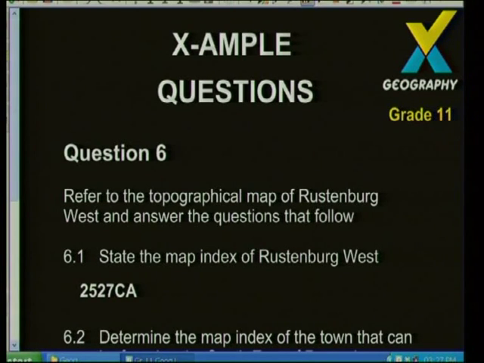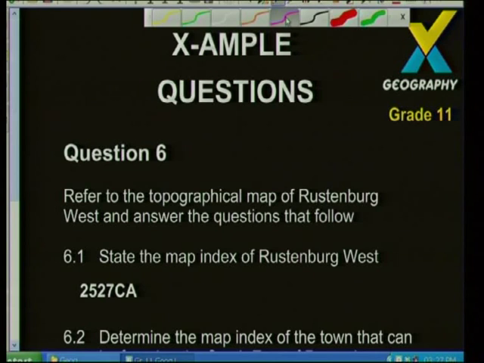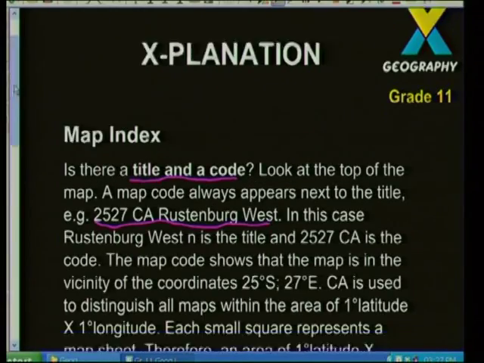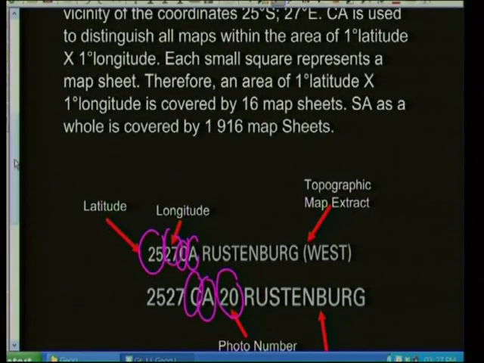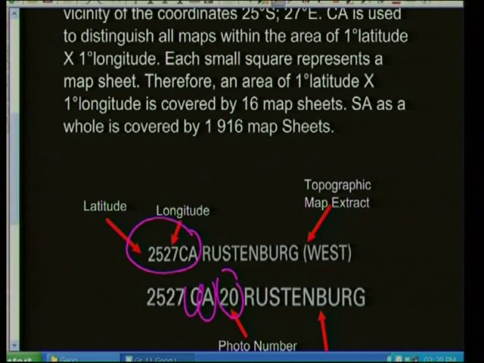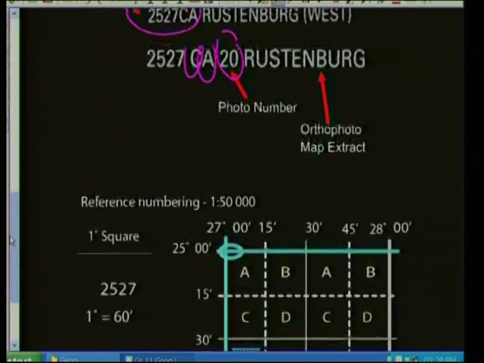The first question indicates: state the map index of Rustenburg West. Learners, this is straightforward. If you're using the map of Rustenburg West or any map for that matter, you will find the map code written at the top of the map. In this case, when I turn back to the map, can you see 25, 27? 25, 27 is written there. So basically, you take this information and you give it. Next question.